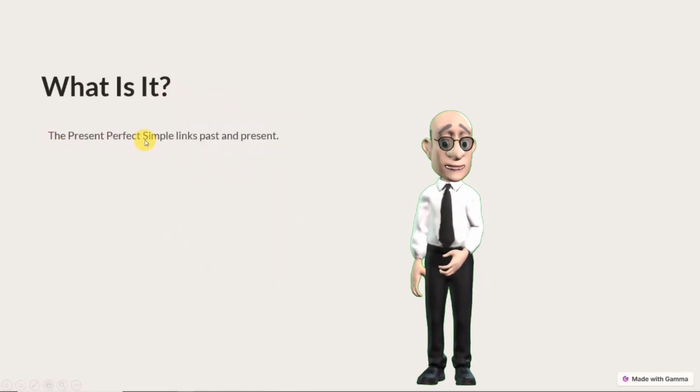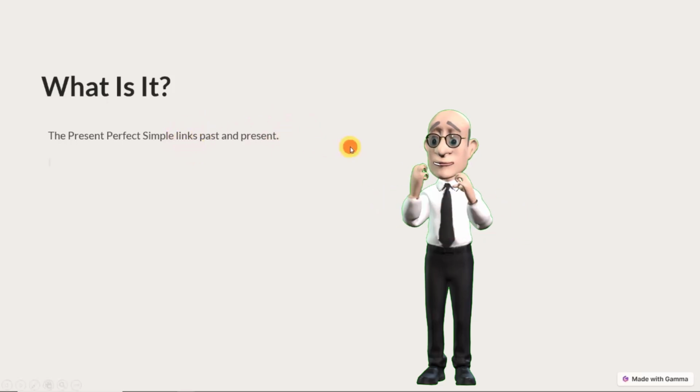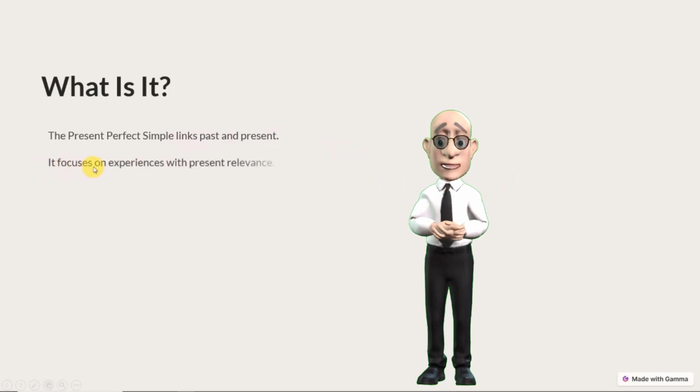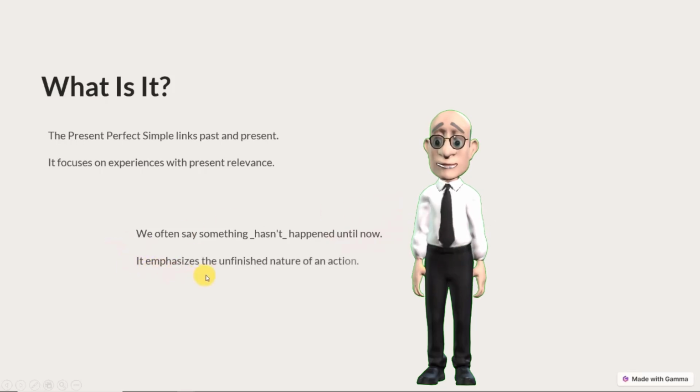The present perfect simple links the past with the present. That we've seen in how many videos now already, and we've explained it. Also, if you watch the explainer video, it's like a bridge between the past and the present. It focuses on experiences with present relevance. We often say something hasn't happened yet, or until now, put it this way, right? It emphasizes the unfinished nature of an action.